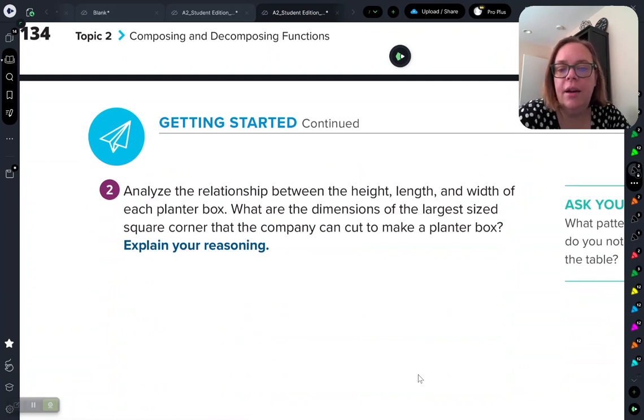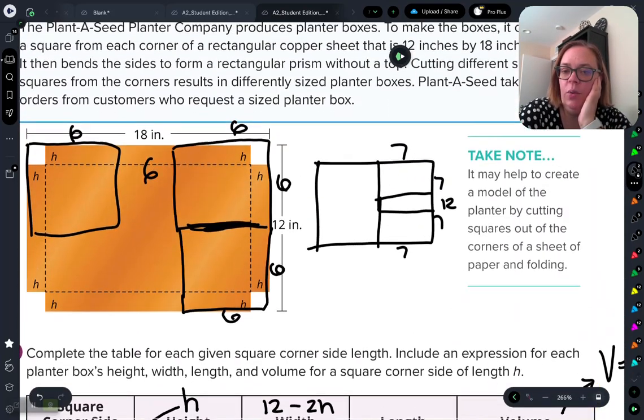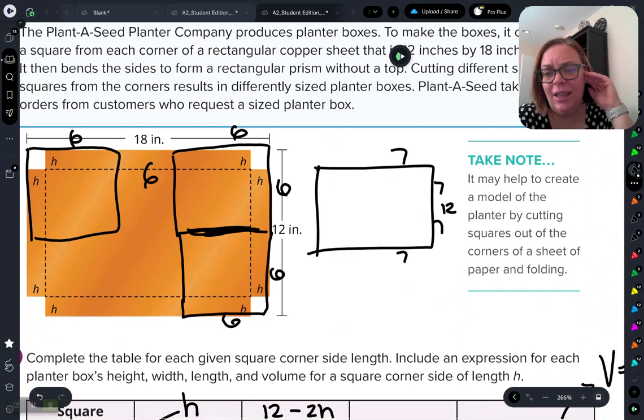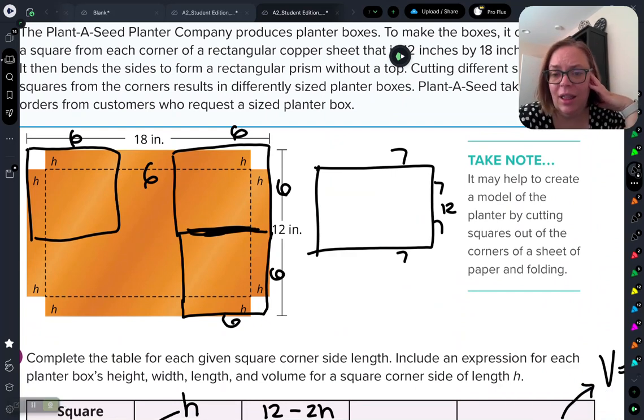So now let's analyze the relationship between the height, length, and width of each planter box. What are the dimensions of the largest sized square corner that the company can cut out of its planter box? So they want to know what's the largest square that we can cut out. Well, we kind of saw that. The biggest we can go was 6 by 6, but then it didn't really leave us anything, right?